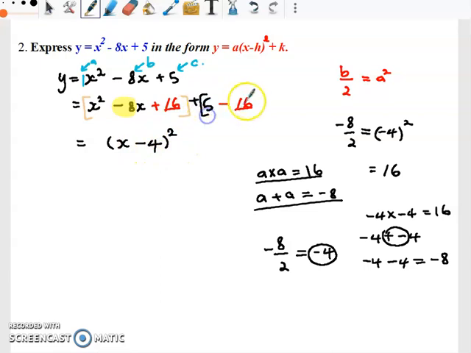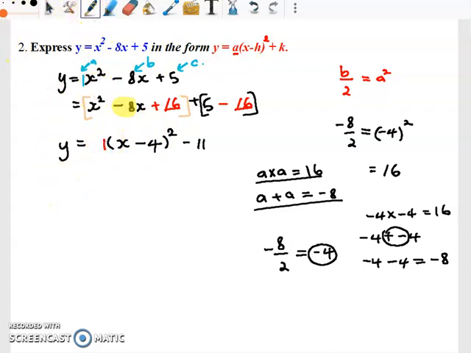And to get your k part now, it is 5 minus 16, which gives us minus 11. Alright, so much shorter compared to the first one. And in this case, your a would be 1.